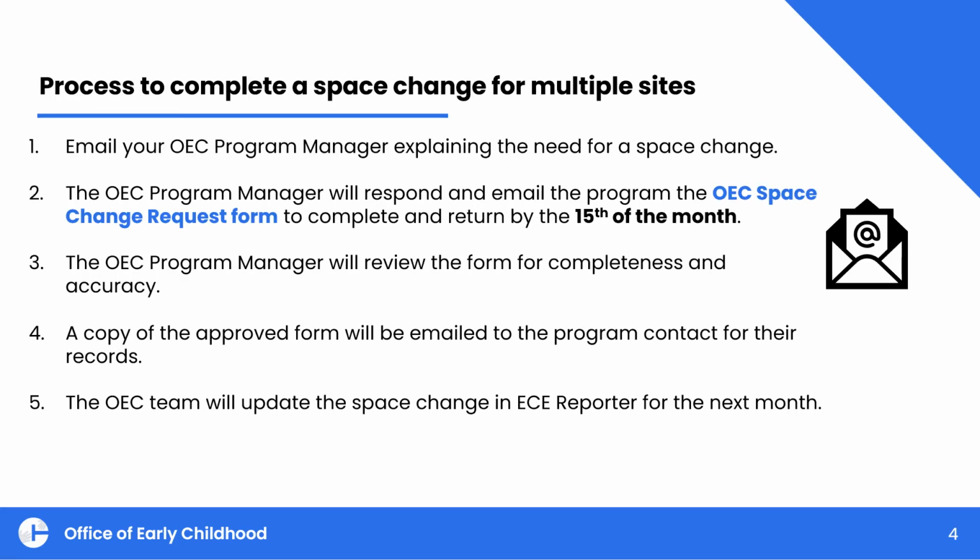This is the process to complete a space change for multiple sites. First, you will email your OEC program manager with the reason or reasons why you are requesting a space change. The OEC program manager will respond and email the program the OEC space change request form to be completed and returned as an email attachment by the 15th of the month. For example, if a form is submitted by August 15th, the space change would be effective September 1st.